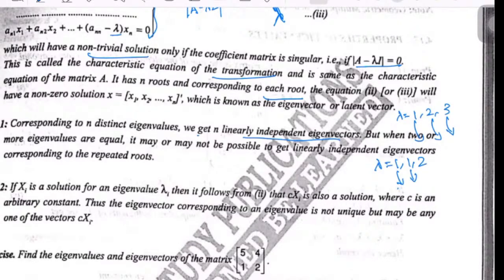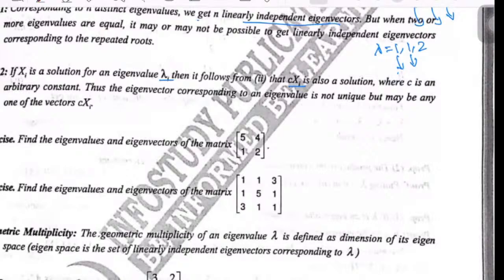But when two or more eigenvalues are equal, it may or may not be possible to get linearly independent eigenvectors corresponding to repeated roots. Equal in the sense I meant linearly independent eigenvectors. If xi is the solution for the eigenvalue lambda i, then C xi is also a solution, where C is an arbitrary constant. Thus, the eigenvector corresponding to an eigenvalue is not unique, but may be any one of the vectors C xi. For example, let us see this example 5, 4, 1, 2. So this is the matrix A.